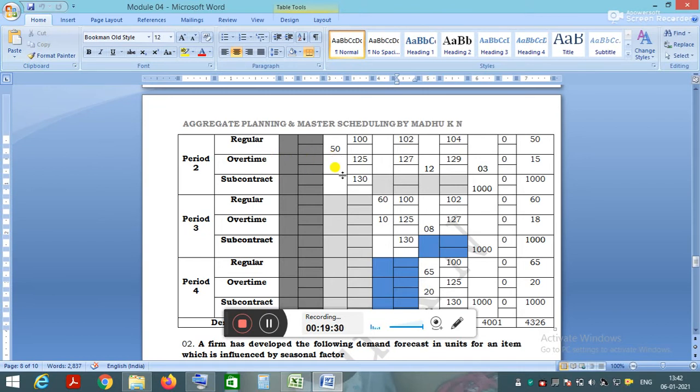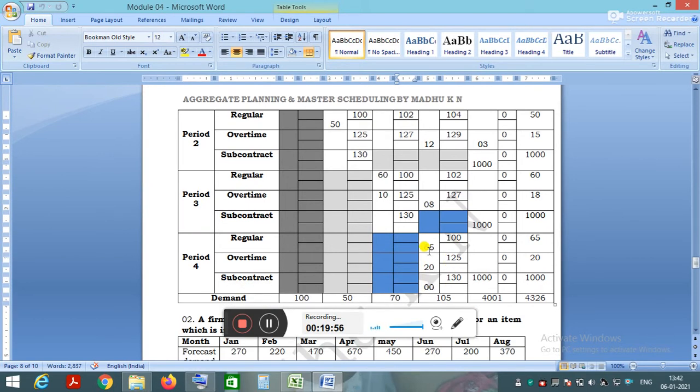If we produce some products in period 2 and store them for period 4, because in period 3 also it is not required, it costs 129 rupees: 125 rupees production cost plus 4 rupees inventory cost. But already in period 4 we can produce the products in the regular time at rupees 100, and in overtime we can produce the products at 125.